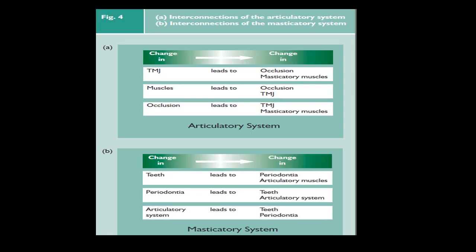Well, this is a small illustration of how changes in any part of the system will affect the others. Any change in the TMJ will lead to change in the occlusion and the masticatory muscles, and any changes in the muscles lead to changes in the occlusion and TMJ, and the occlusion will also affect the TMJ and the masticatory muscles, and so on.